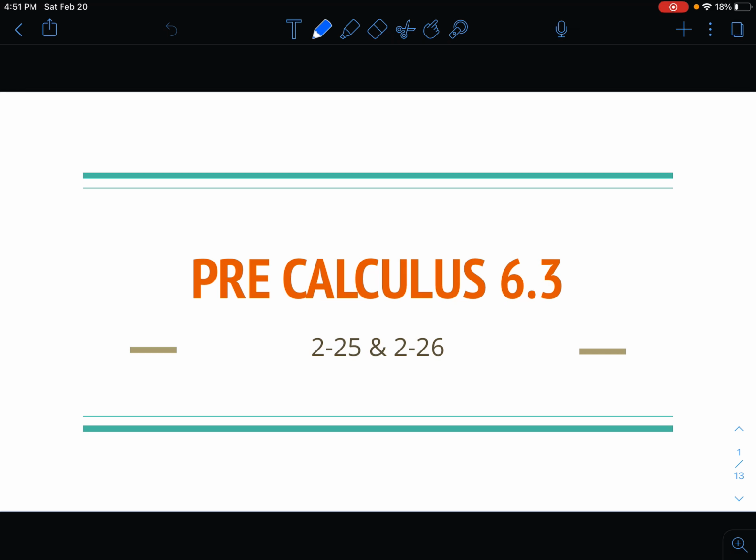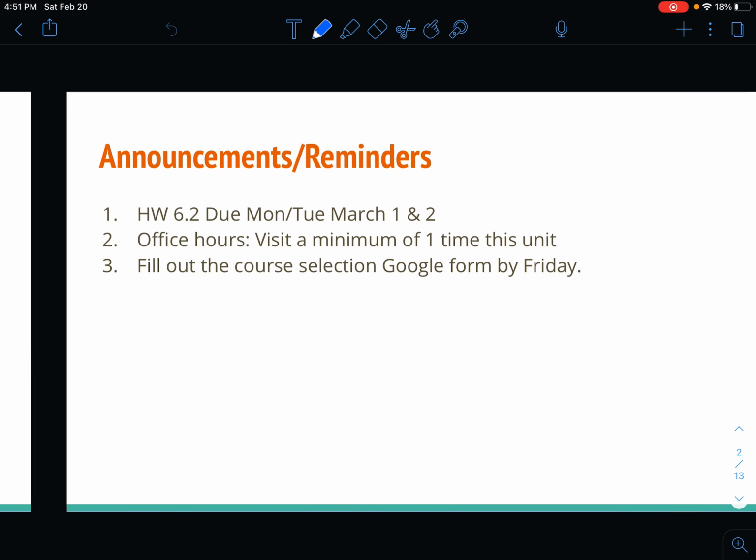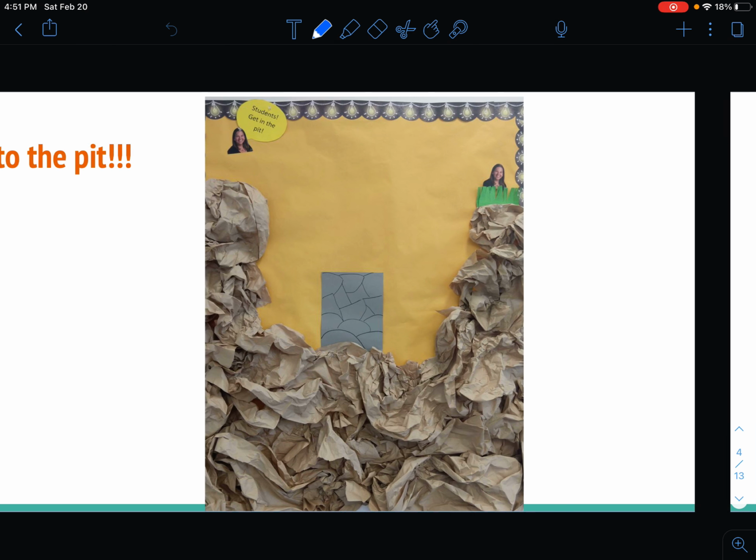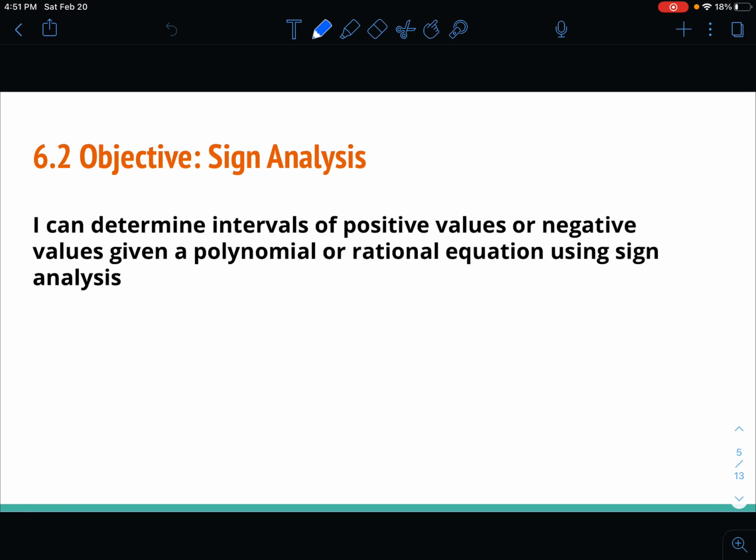Hi students, this is lesson 6.3 and it is going to focus on sign analysis. We're going to be given a real messy function and your job will be to determine which intervals will have positive outputs and which will have negative outputs. Okay, so into the pit we go, and here is our objective. I can determine intervals of positive values or negative values given a polynomial or rational equation using sign analysis.